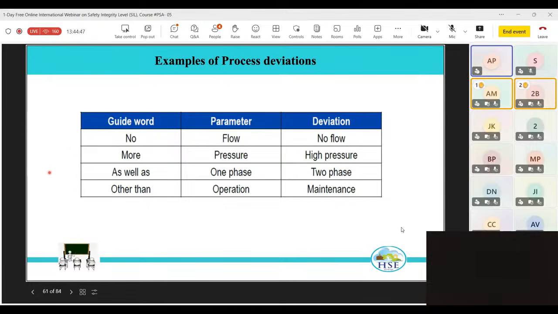Now, typical examples of process deviation: guide word is low, parameter is flow, so deviation is low flow. Guide word is high, parameter is pressure, then deviation is high pressure. Guide word is as well as, and parameter is phase, so deviation will be two phase. Other than these, there are some other guide words, and deviations can be shown as examples.